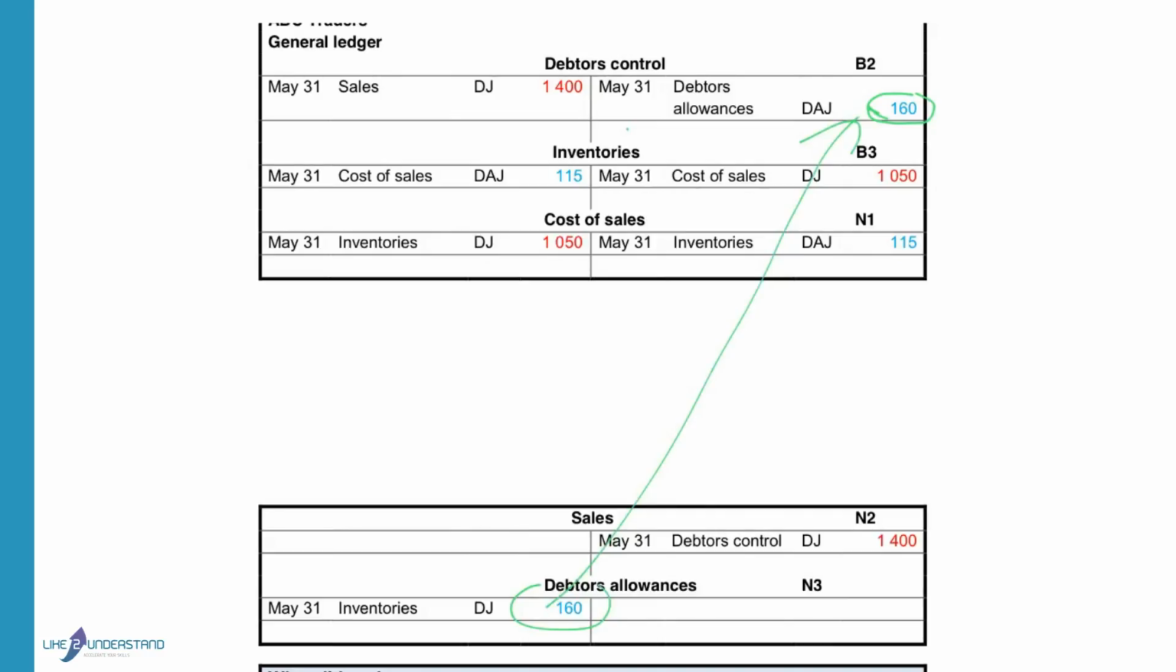Then the goods were returned, so it means that we have more inventory available, so we will debit our inventory account. We haven't sold these things now, so we have to reduce our cost of sales, because cost of sales is the cost price of goods already sold. So if goods are returned, they were not sold, and we have to reduce the expense of cost of sales on the credit side.